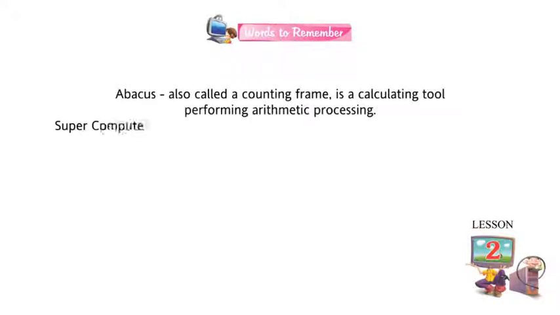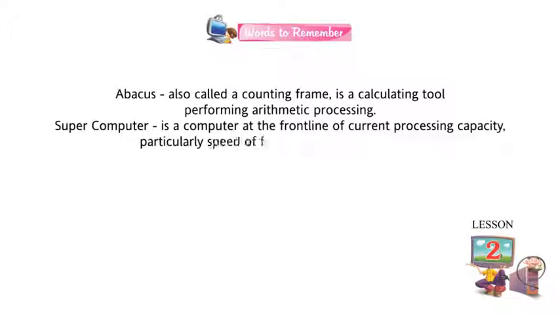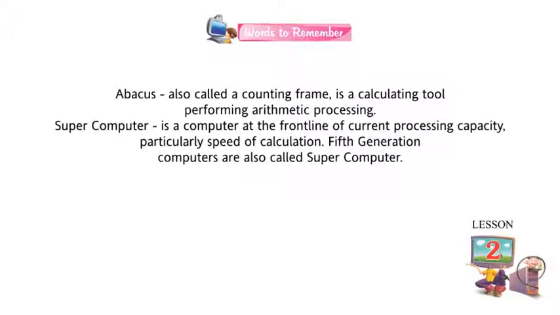Words to remember. Abacus, also called a counting frame, is a calculating tool for performing arithmetic processing. Supercomputer is a computer at the front line of current processing capacity, particularly speed of calculation. Fifth generation computers are also called supercomputers.